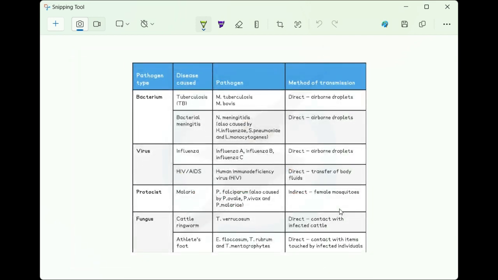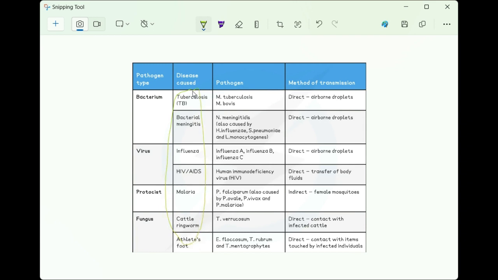Communicable diseases are diseases that can be spread, and they're caused by pathogens. So the four pathogens you need to know are bacteria, virus, protists, and fungus. And here are a few examples of diseases that each of them cause. I would say you should know at least one for each.